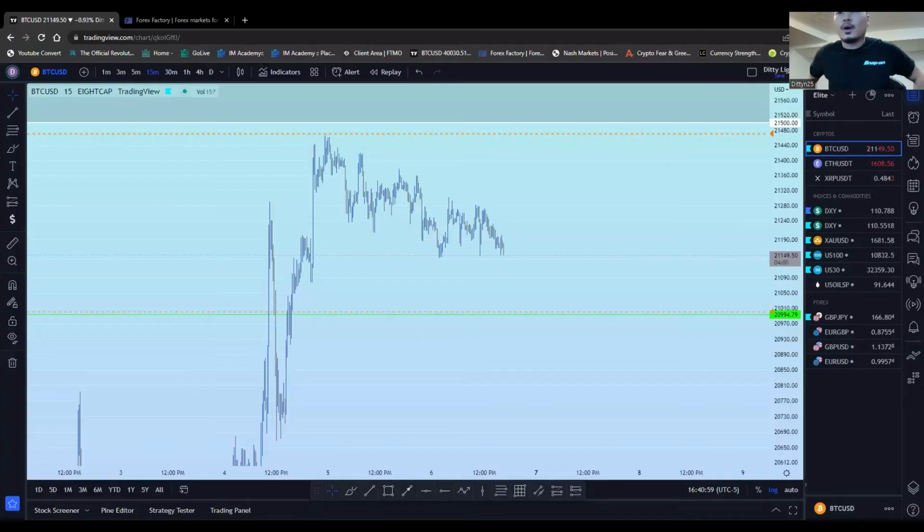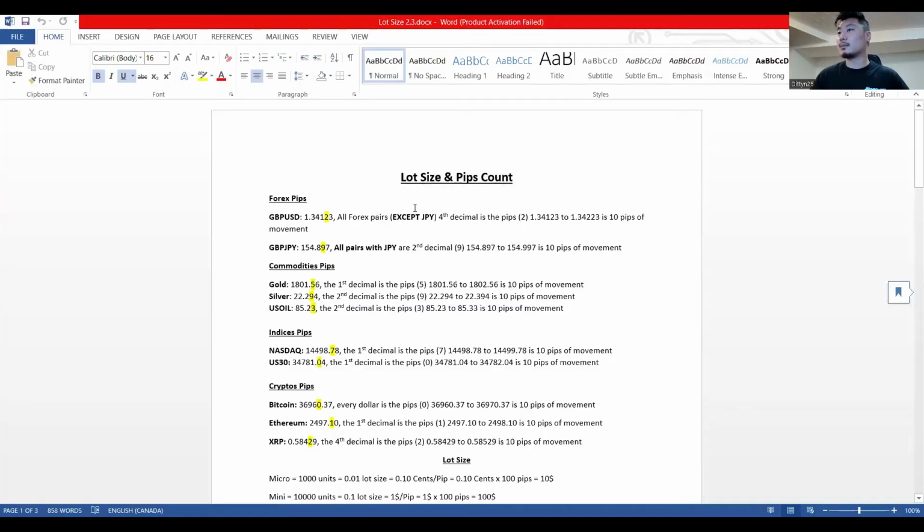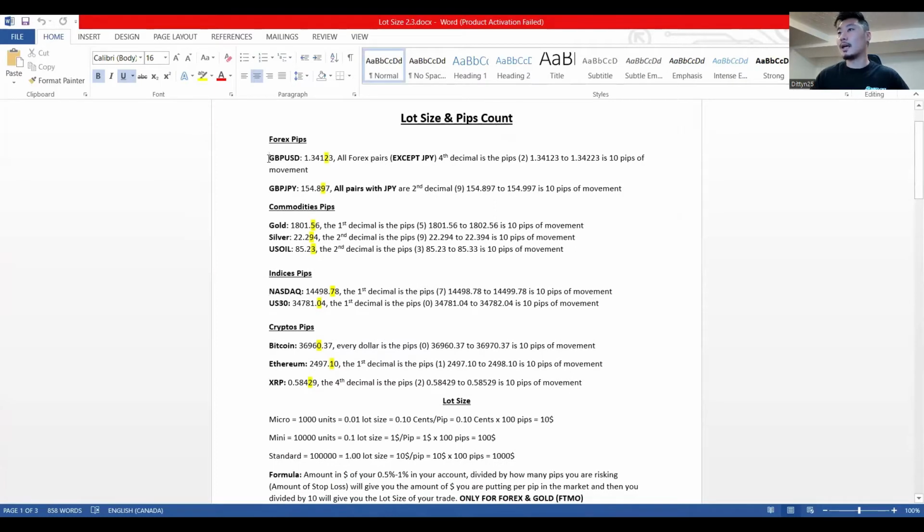So if we go on the chart, what we have is the forex market, right? What is the forex market? Foreign exchange, a currency versus another one, together, and the price goes up and down. So for the forex, I've made this file here for lot size and pip count, and as you can see here, GBP USD.